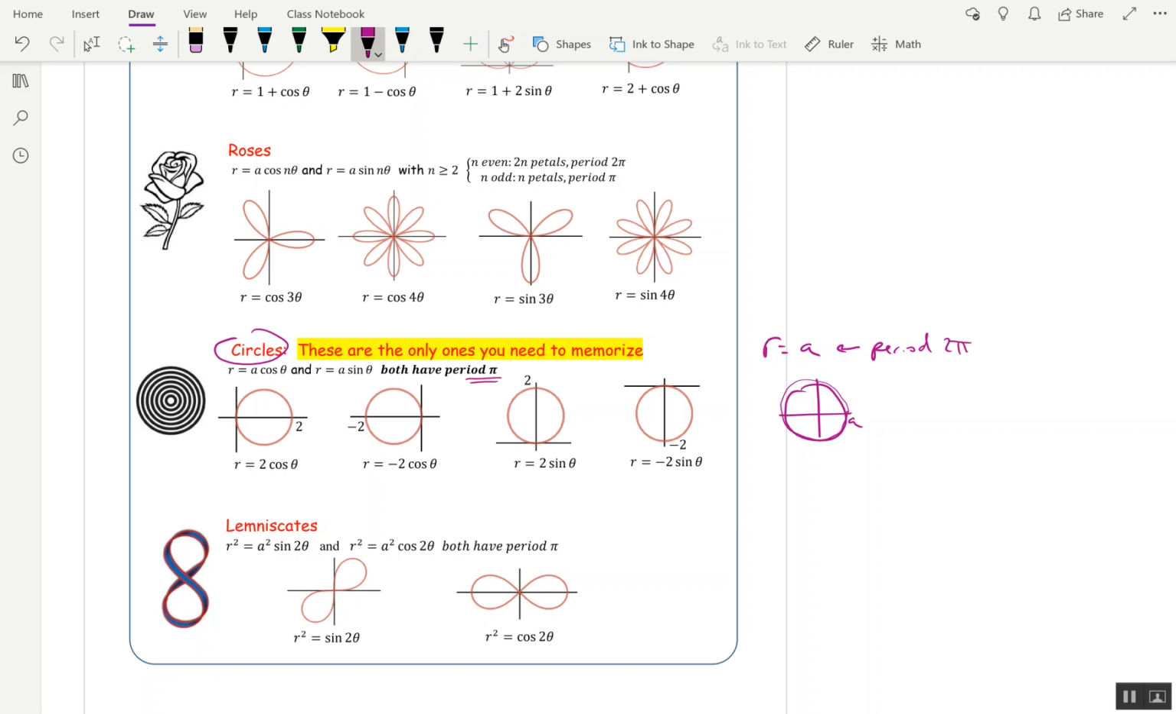Cosines are going to be oriented to the right of the y-axis or to the left of the y-axis. Left if a is negative, right if a is positive. And note a is not the radius, it's the diameter. And then the sine ones are oriented either above the x-axis or below. So let's see how that works with an actual example.